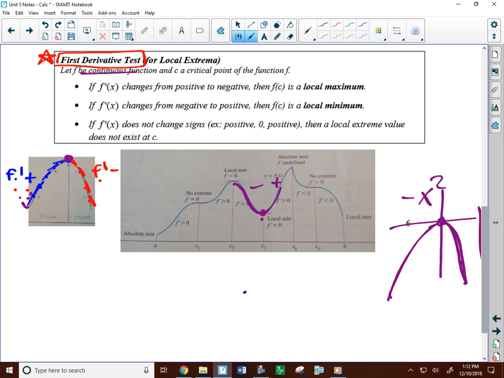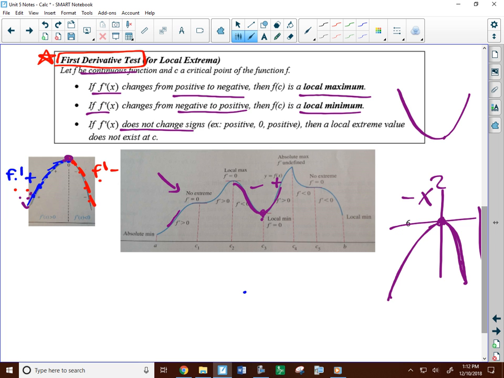Has to be a continuous function again. If f prime, the slope, changes from positive to negative, it's a local max. That was this one. If f prime changes from negative to positive, it's a local min. That was this one. And if f prime does not change signs, then a local extreme value does not exist there. So here's an example of that.